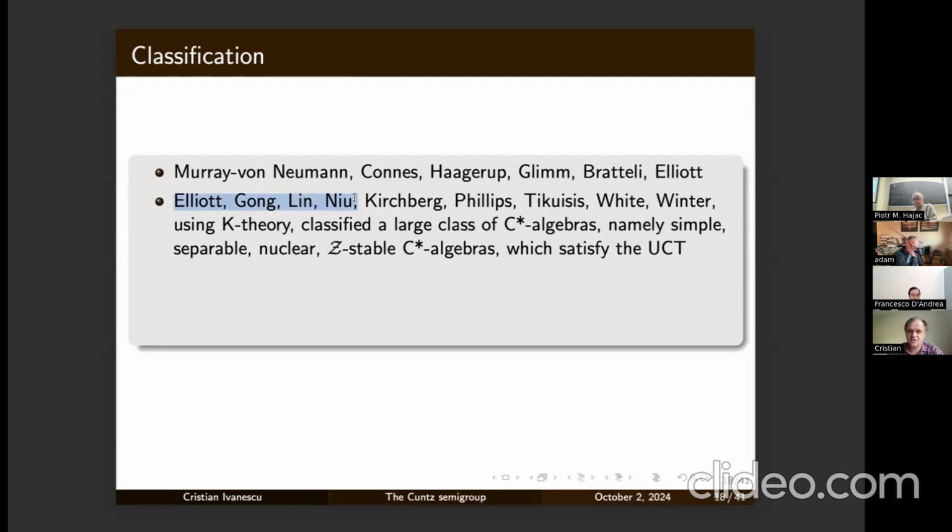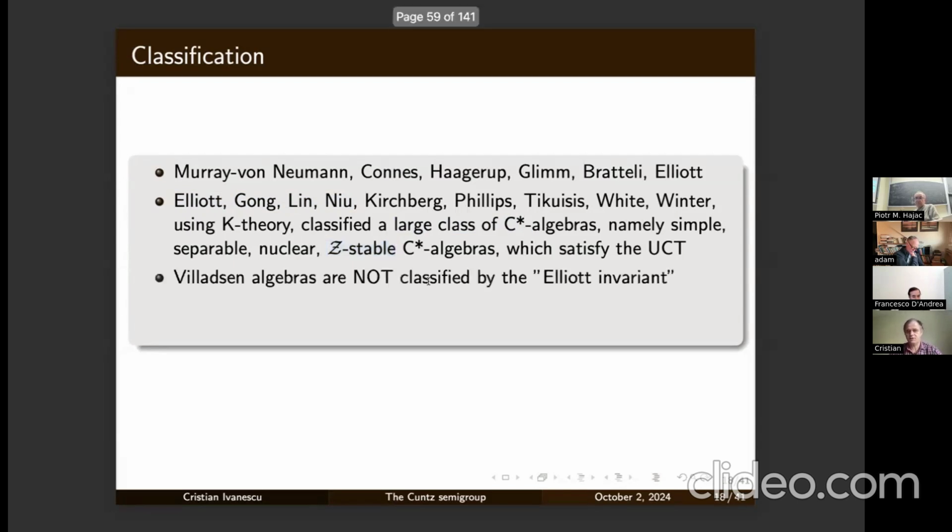So what it says is that using K-theory, tracial spaces and the pairing, a large class of C*-algebras, namely the ones I'm mentioning here, simple separable nuclear Z-stable, so this is the regularity property that was observed, and satisfying the UCT, can be classified using K-theory and traces. This is what we usually call the Elliott invariant.